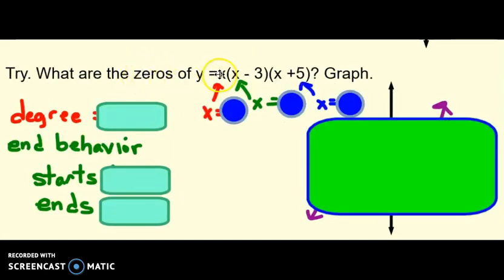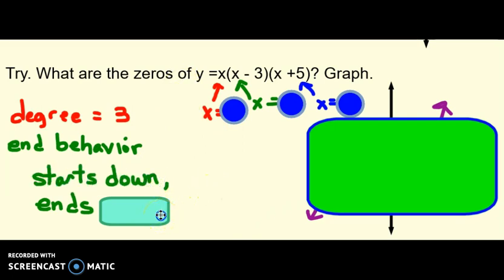So I'm going to go x times x times x. So what degree do I get? 3. So where does it start? It ends up. Because it's an odd degree, they have to go in opposite directions. Even degrees have to go in the same directions. So my first one, just x by itself, what makes it 0? 0. Because if I have x by itself, I just get 0. And that's hard. A lot of kids miss that.